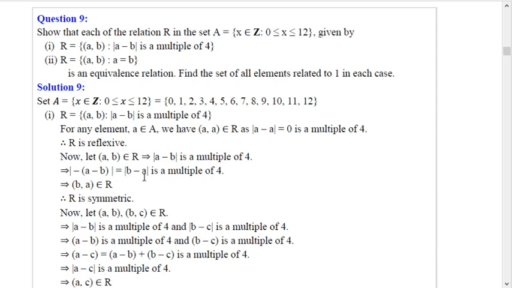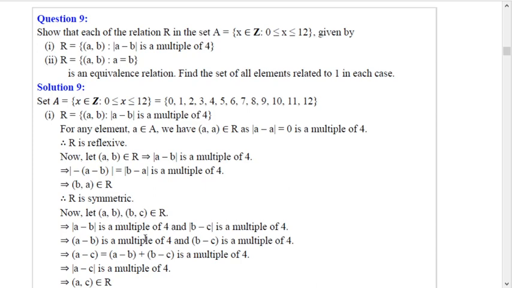Then it is left to B minus A. So B minus A is also a multiple of 4. So (B, A) belongs to R. So R is symmetric. Next, if (A, B) and (B, C) belong to R, it means A minus B is a multiple of 4, and B minus C is also a multiple of 4.